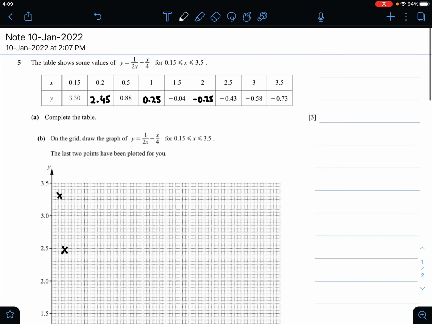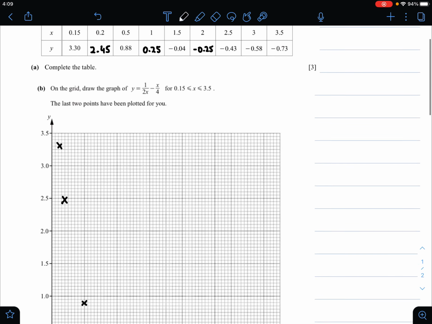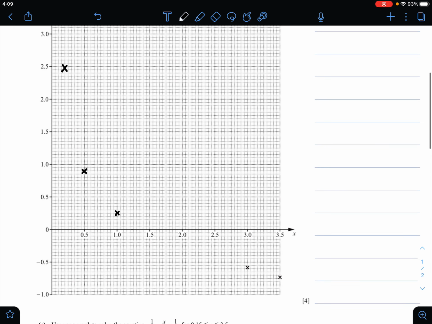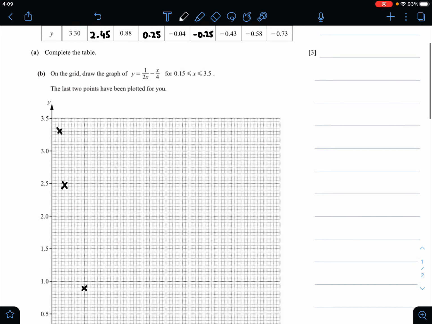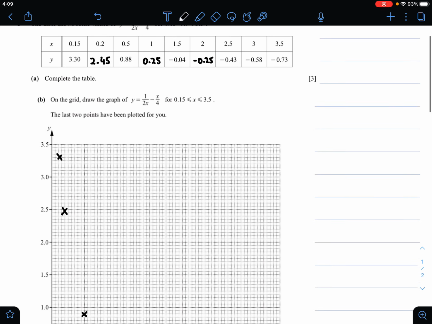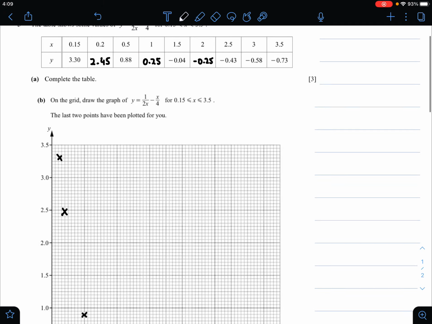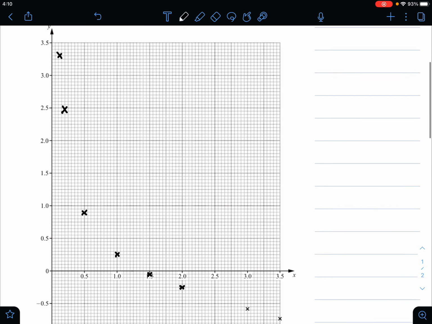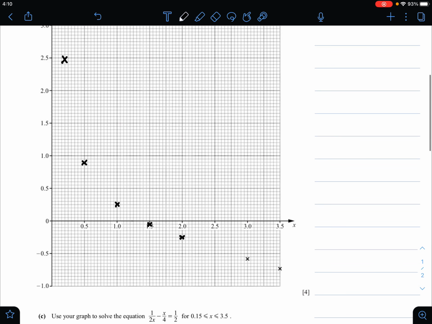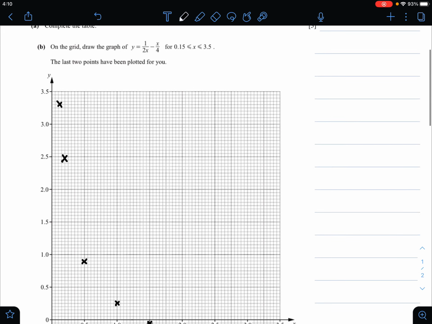Now let's plot 1.5 and negative 0.04. That would be approximately right here. 2 and negative 0.25 would be right here. 2.5 and negative 0.43 would be approximately right here. And the last 2 points they've drawn for us.